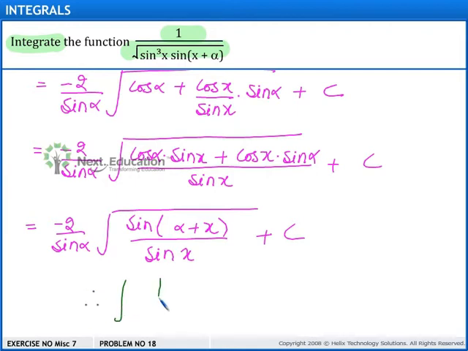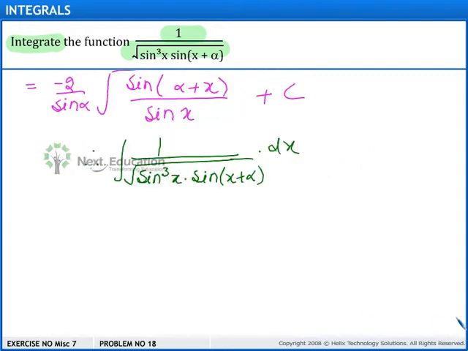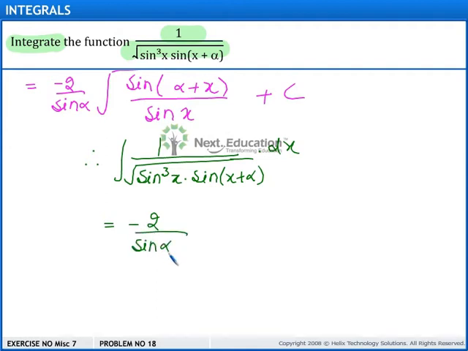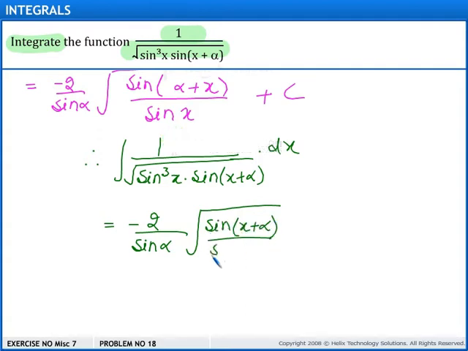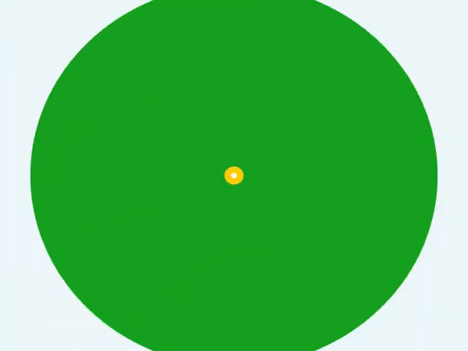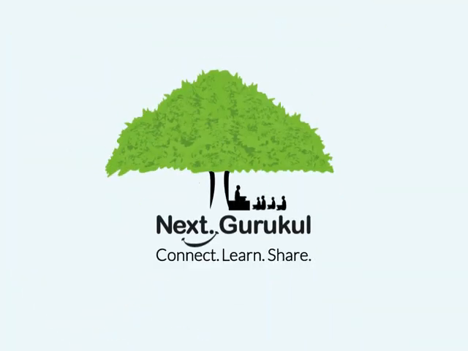Therefore, integral of 1 divided by square root of sin cube x into sin of x plus alpha into dx can be written as minus 2 upon sin alpha into square root of sin of x plus alpha divided by sin x plus the constant. This completes the solution.